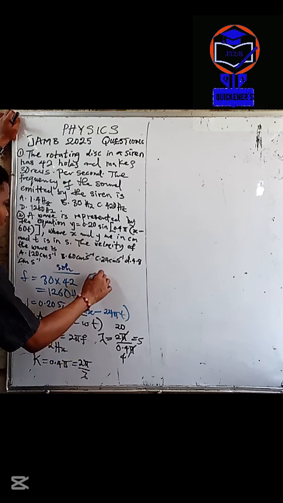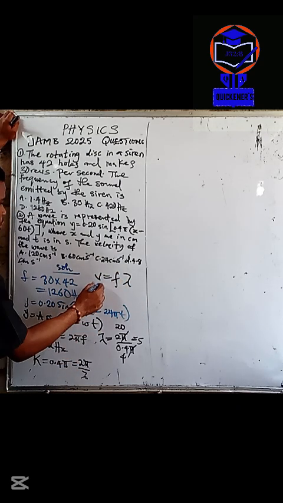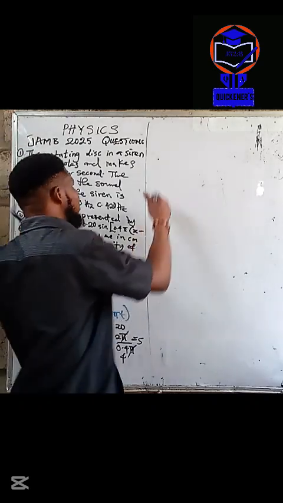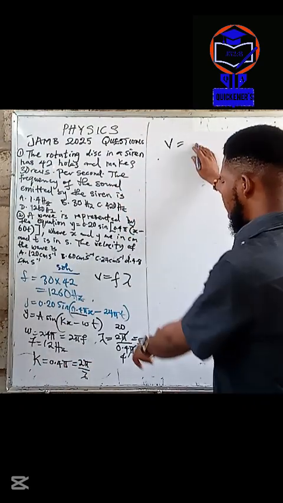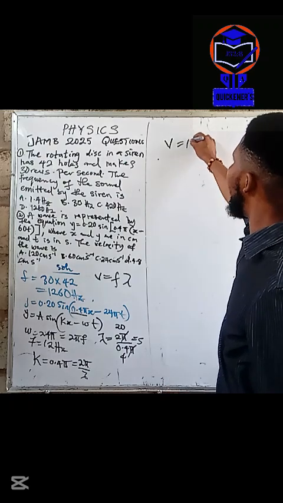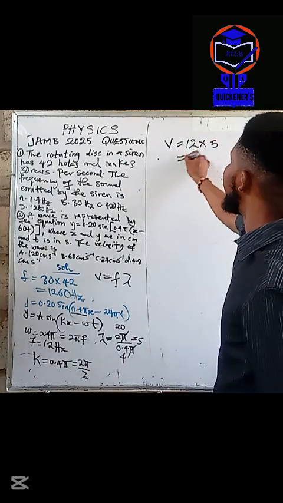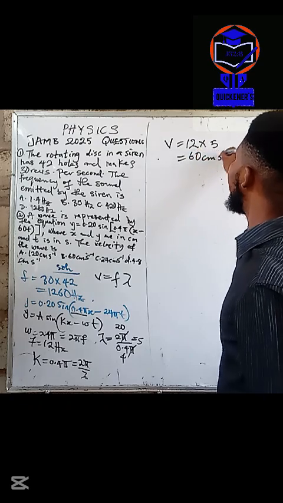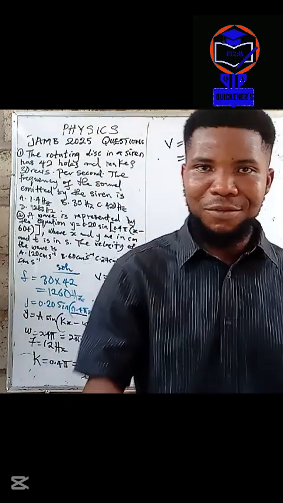So your velocity, which is f lambda, is actually V equal to 12 times 5. 12 times 5, that is 60 centimeters per second. So this is the correct option, okay? So we are solving more questions.